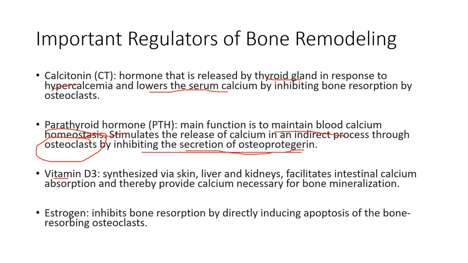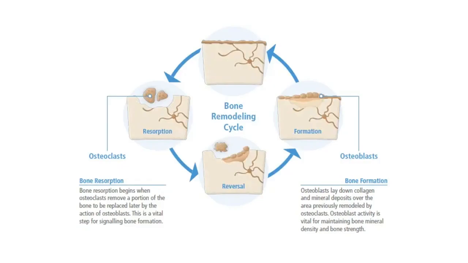And estrogen inhibits bone resorption by directly inducing apoptosis of the osteoclast. It's why we potentially see postmenopausal issues down the road, issues with bone health in older women in particular, because of the lack of estrogen. And here's an example of that bone remodeling process.